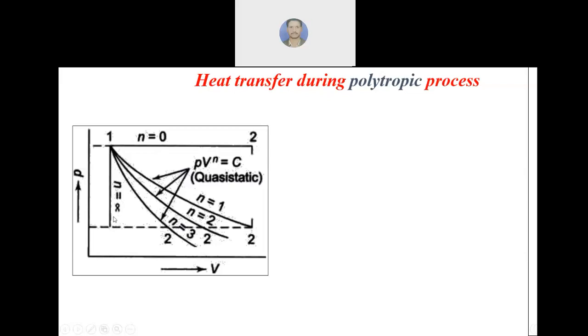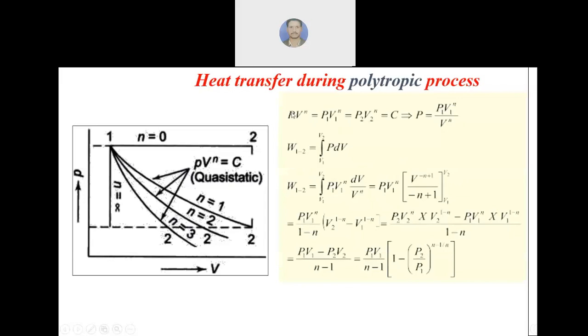So from 0 to infinity, the curves are varying like this: n equals 1, n equals 3, like this. Curves are changing from n equals 0, constant pressure, to n equals infinity, constant volume. Processes are changing. Now, for a polytropic process, how to find the heat transfer? Let us see. PV power n equals constant, means P1 V1 power n equals P2 V2 power n equals constant. Now take the first two terms and simplify. You will get P equals V1 power n divided by V to the power n.